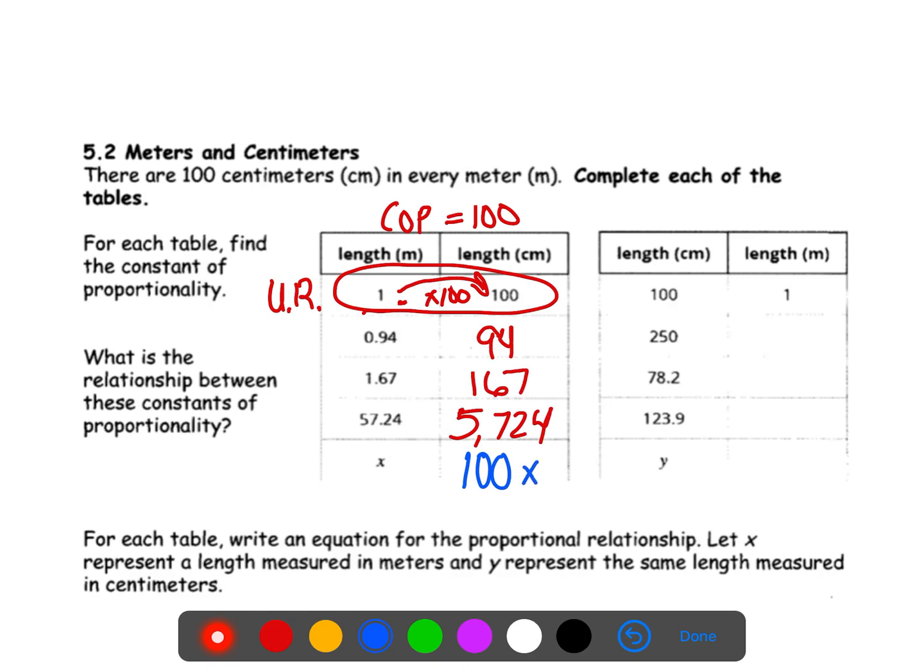by multiplying by 100. 100 times x. So we have the constant of proportionality for the first table. Let's look at the second table and fill that in.